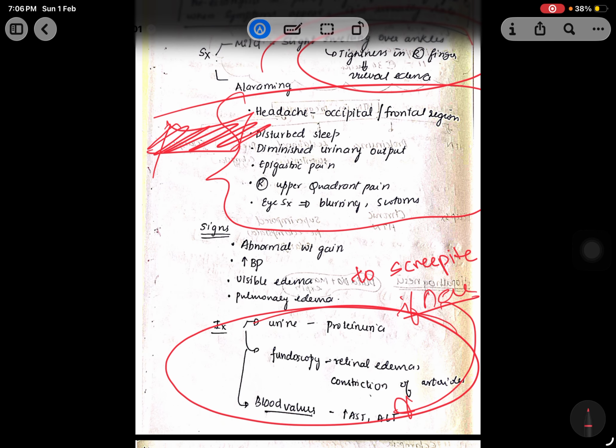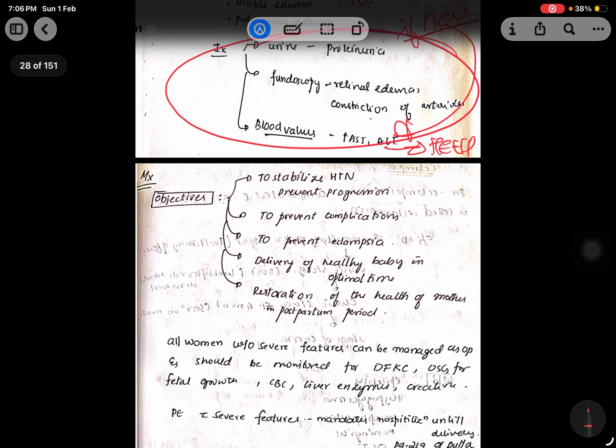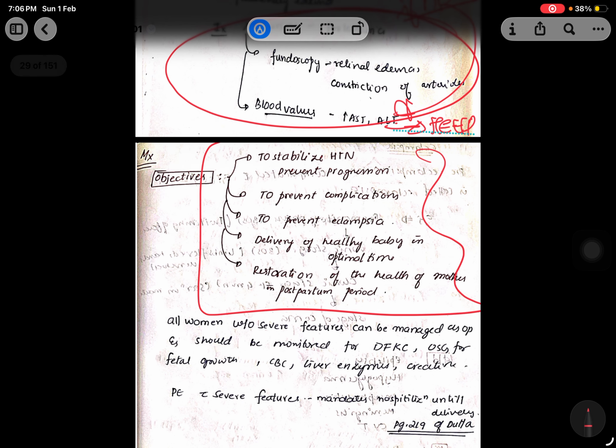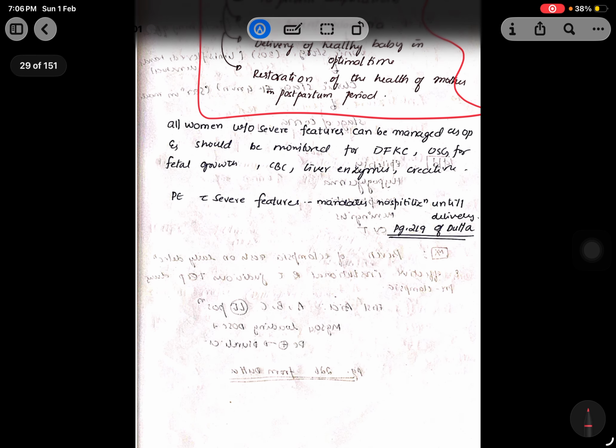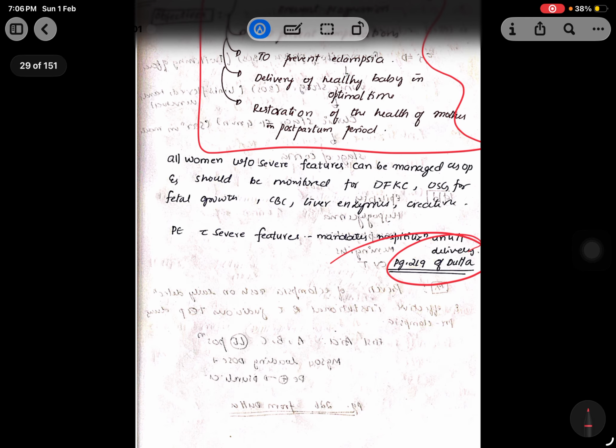again, how do you manage it? And why are you doing this? To rule out HELLP syndrome. Okay, these are the management objectives. Major aim, I will discuss the management protocol which you need to discuss there.